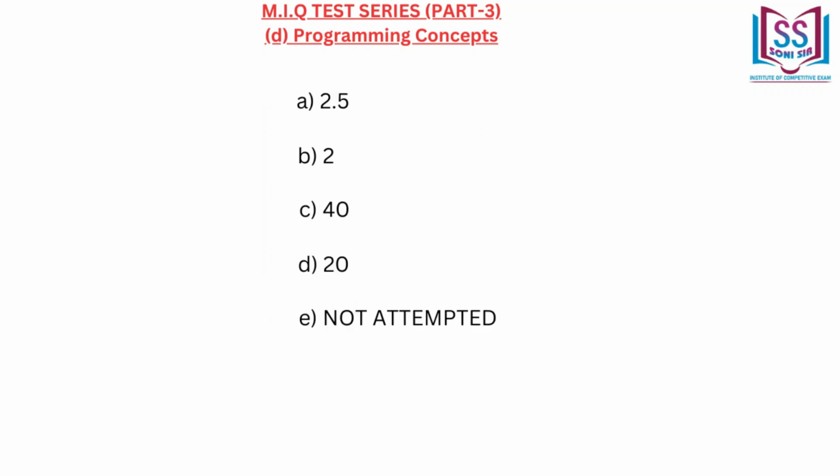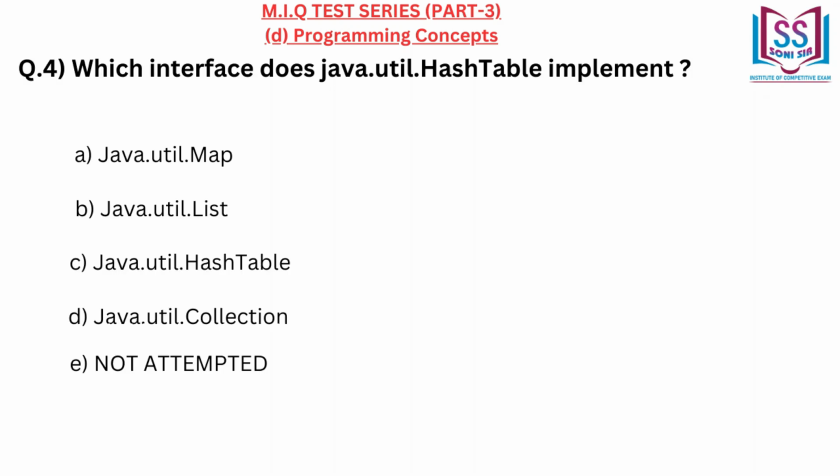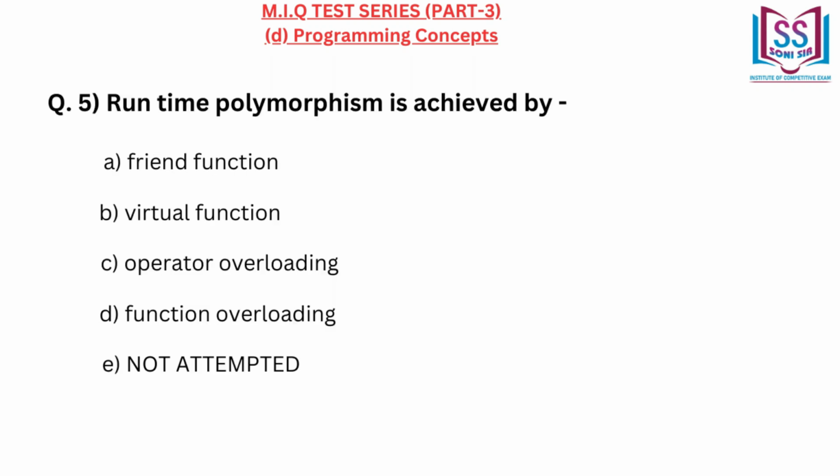A. 2.5. B. 2. C. 40. D. 20. Which interface does java.util.Hashtable implement? A. java.util.Map. B. java.util.List. C. java.util.Hashtable. D. java.util.Collection.